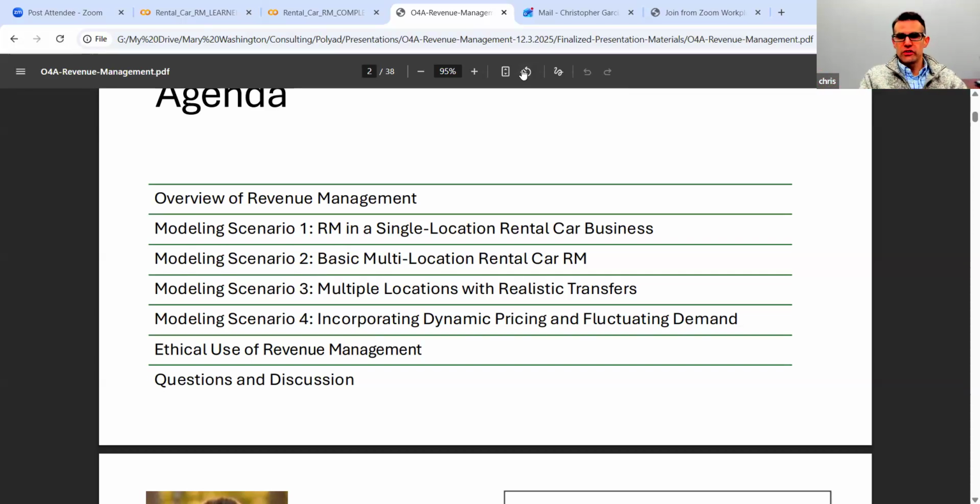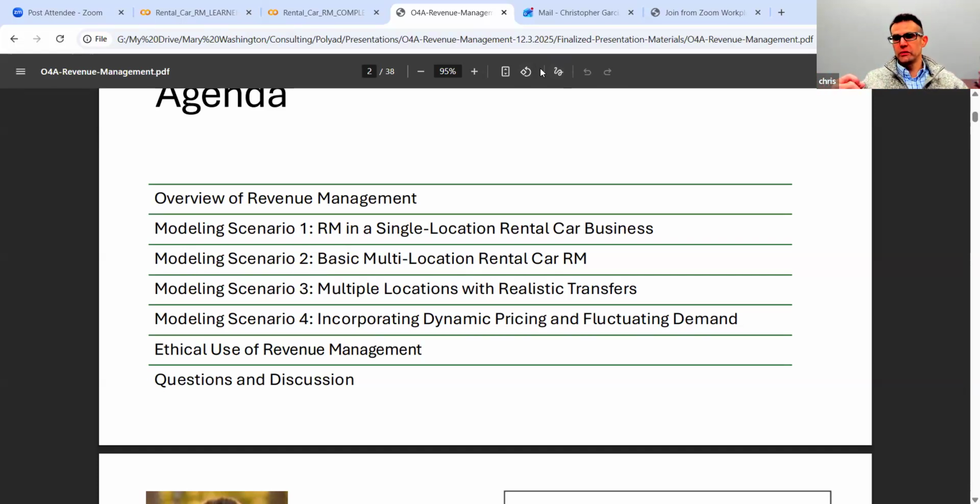So within the rental car industry, we're going to talk a little bit about some of the features that characterize this particular industry. And we're going to work through a series of exercises together through scenarios where we start off with a very simple scenario where we have a single rental car location. So maybe a small, single town rental car business. And then we're going to see how we apply revenue management in that context.